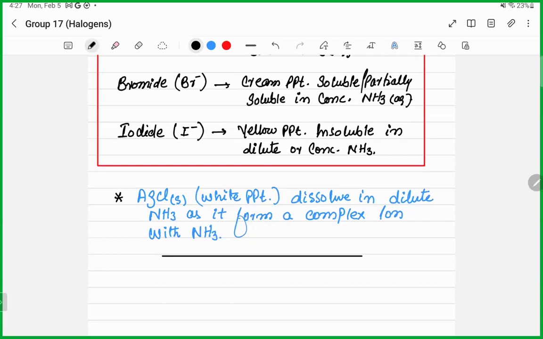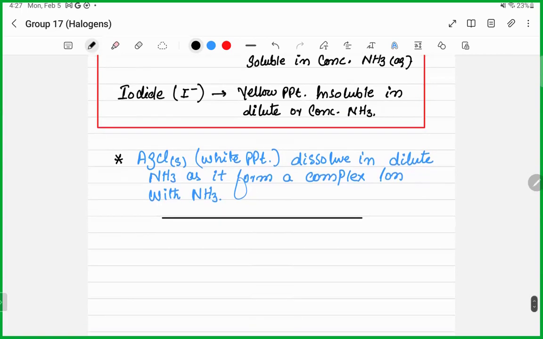Next is basically the reducing power of halide ion and their reaction with concentrated sulfuric acid. This is one reaction that remains. Halide ion का reaction concentrated sulfuric acid के साथ. And then the reaction of chlorine with sodium hydroxide, which is a disproportionation reaction.